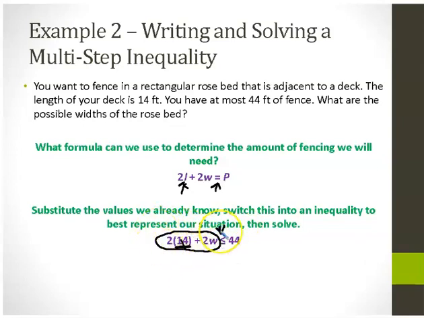So once I get to this point, now it's just a matter of solving this inequality. But I'll start by simplifying this part here. So 2 times 14 gives me 28, and then we'll solve the rest of the inequality. And we find out that our width has to be less than or equal to 8 in order to have enough fencing for the perimeter.